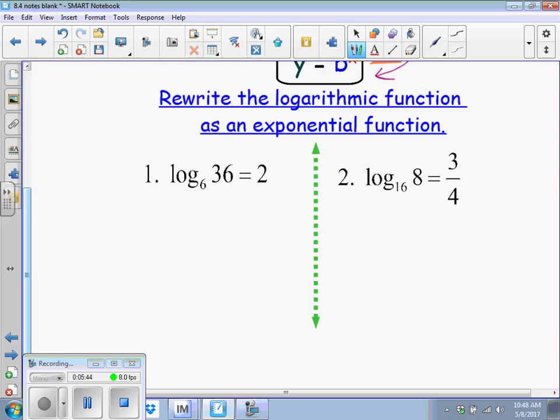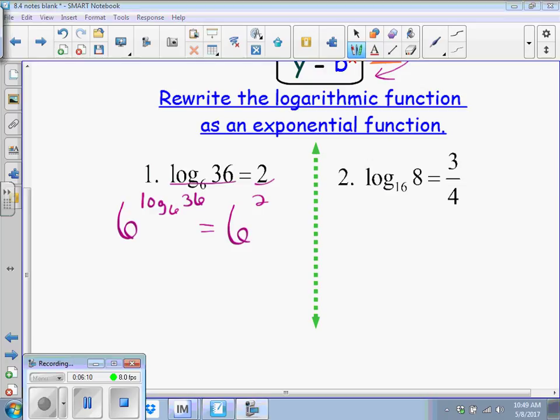Okay? So I say 6 to the, make that your power, log base 6 of 36 equals, I have to do the same thing on the other side, 6 to the second power. All right?